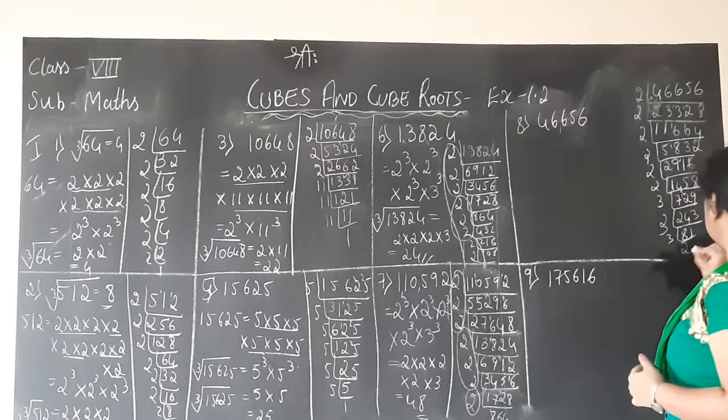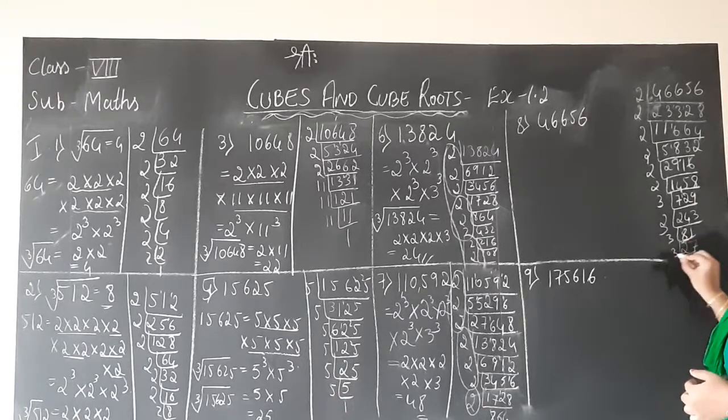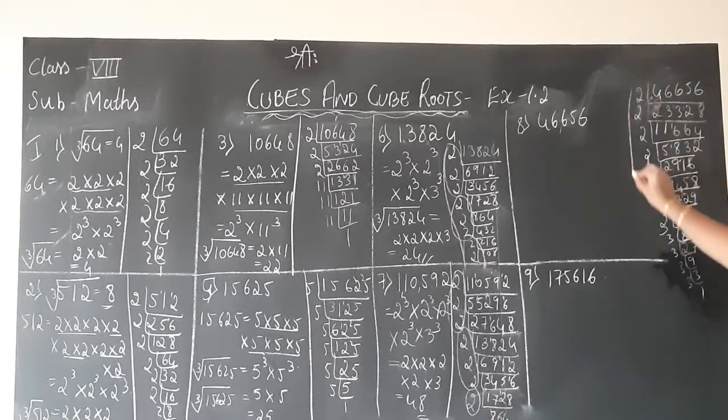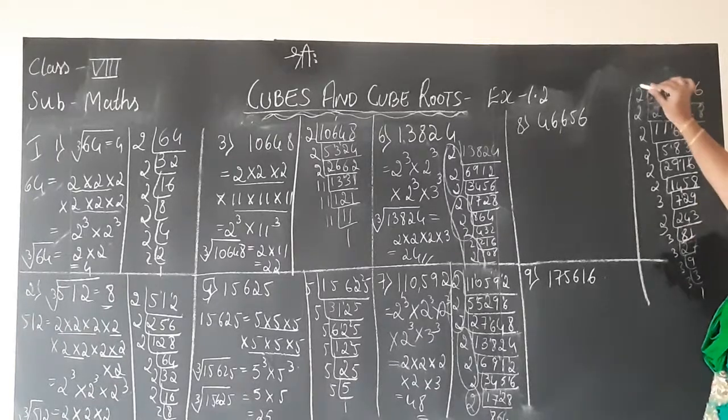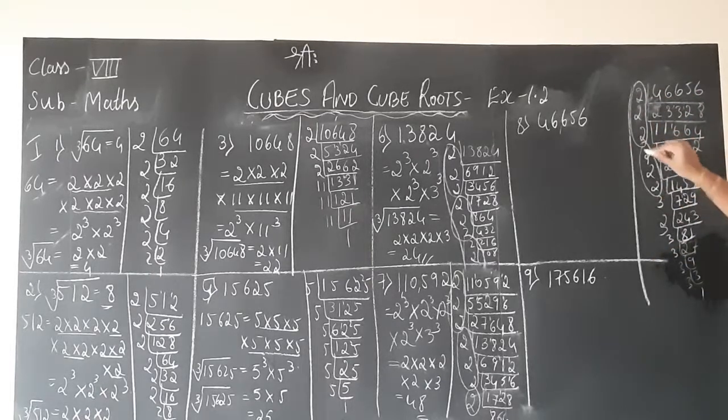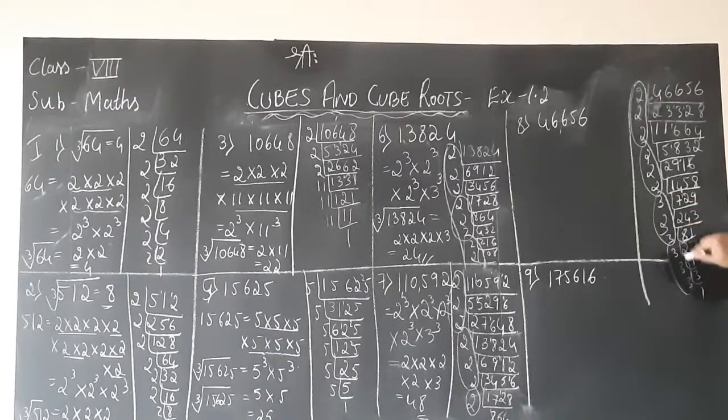Now 3 2s are 6, 3 7s are 21, 3 9s are 27, 3 3s are 9, 3 1s are 3. So this is the big simplification of prime factorization we got. Now let me check how many 2s I got. Let us make pairs of three 2s. 1 2 3, again 1 2 3, next again a 3 has started. 1 2 3, 1 2 3.